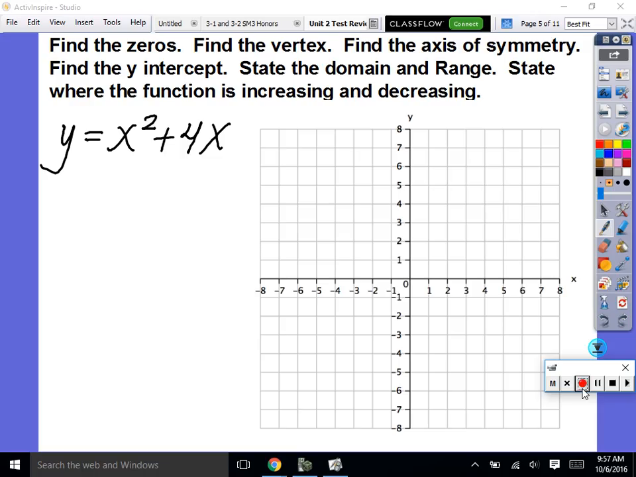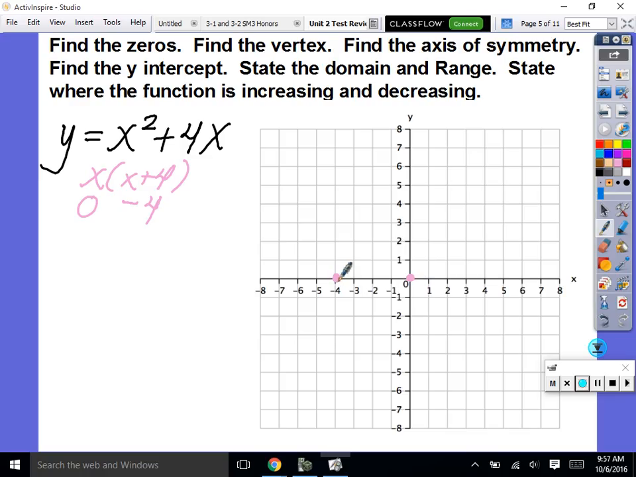Let's find the zeros. So why don't we find it by factoring? There's a greatest common factor. There's an x in common, so left is x plus 4, right? Everybody see what I did? So I get x is equal to 0, and I get x is equal to negative 4, because when we set each of those equal to 0 and solve. Does everybody understand how I got that? So that's where it crosses the x-axis. When we solve the quadratic, we find where it crosses the x-axis. So I'm going to plot points at 0 and at negative 4.